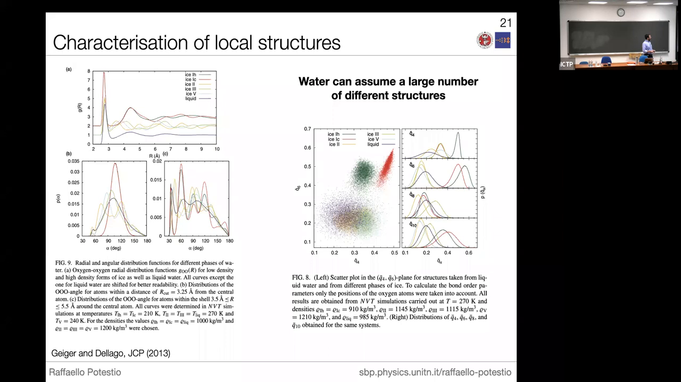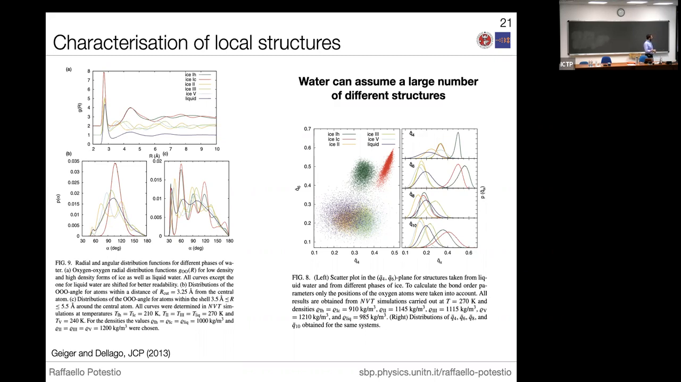So what you can do is to employ these local functions, these symmetry functions, as they are called, to discriminate between specific local arrangements of water molecules that distinguish between different phases of the system at a very local level.